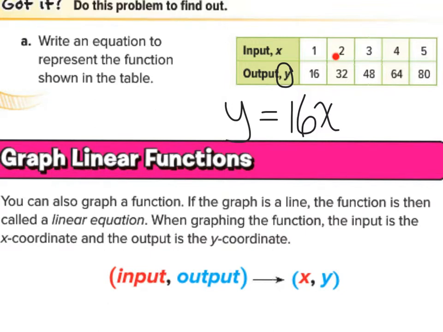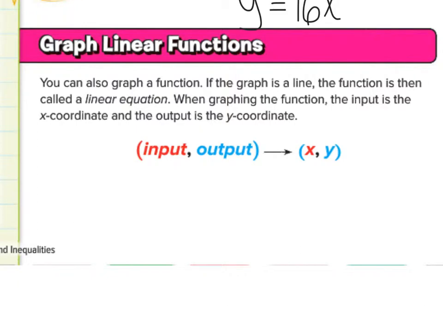So let's see, does that work for the next column? 2, I put my 2 in here. 2 times 16 equals 32. Yep, it works. Does it work with 3? 3, put the 3 in here. 3 times 16 equals 48. Yes, it works. So down here, we're counting by 16s, while up here, we're counting by 1. So our equation should be the following. Okay, y equals 16 times x.